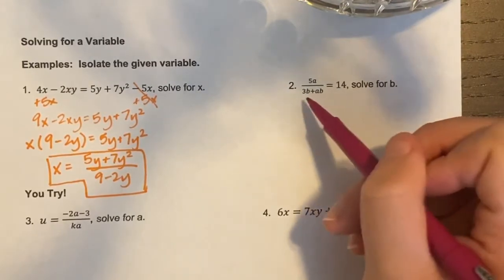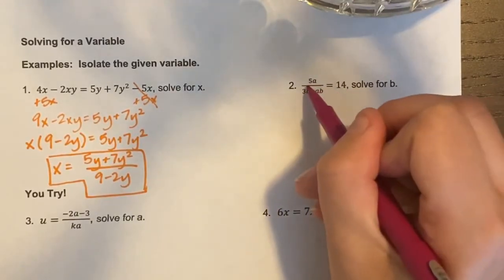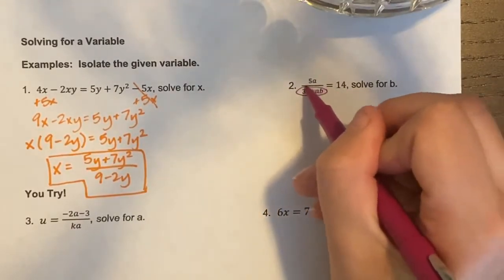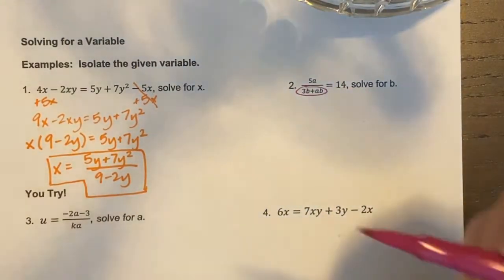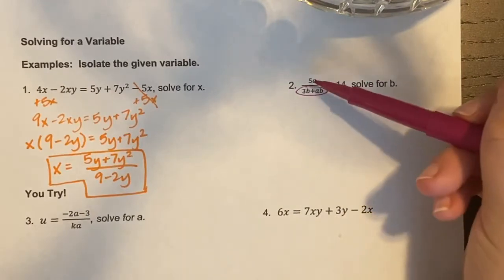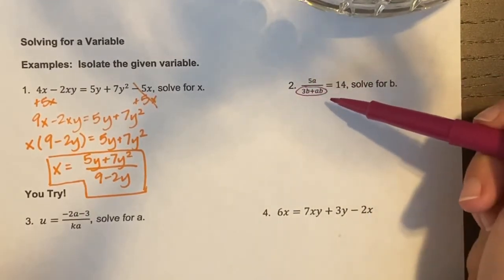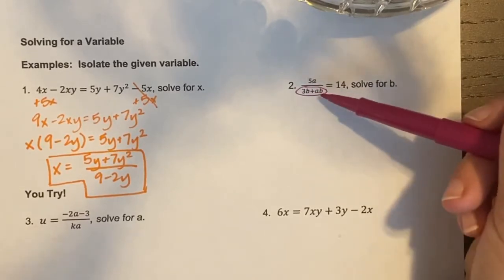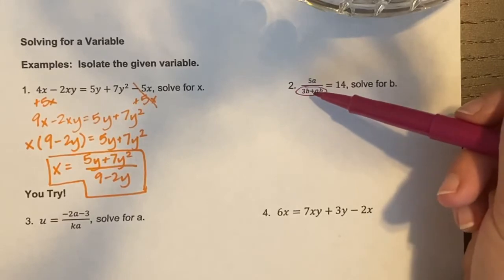there's one of 2 things you could do. You could go ahead and factor out your b over here, or if you want to, you could take this whole denominator and multiply it out to the other side. So think about it this way. We have 5a divided by 3b plus ab. How do we undo division? We multiply, right? So we would multiply both sides by 3b plus ab.